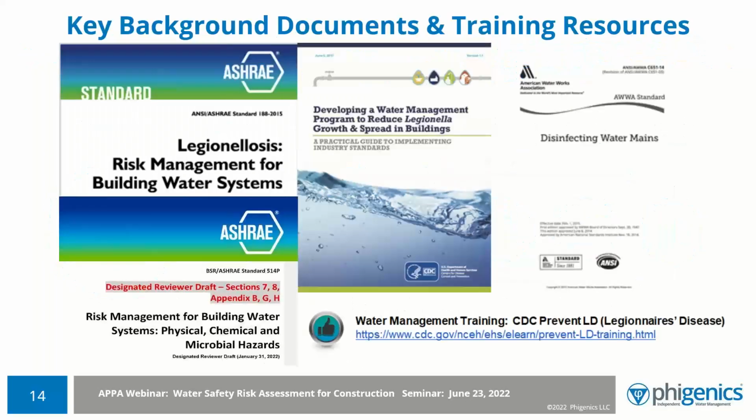So key documents and training documents that you need to be familiar with, if not already. The first two are purchase documents. So ASHRAE has the ASHRAE Standard 188. It was originally published in 2015. The current issue is in 2021. It's updated every 3 years. It's Legionellosis: Risk Management for Building Water Systems. It has set the standard of care for how a water management program will be written, and others are following suit.